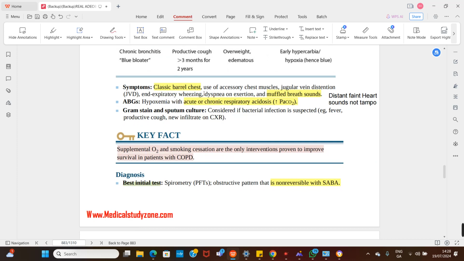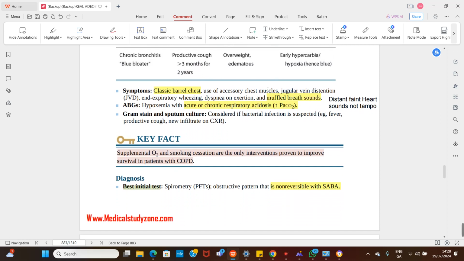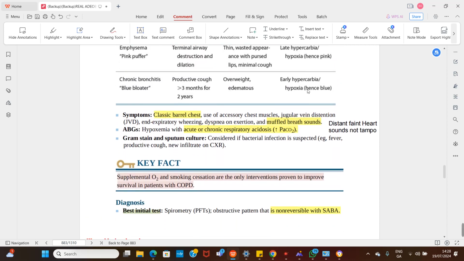So what are the symptoms? They share the symptoms of both of them. They can have a classic barrel chest. That's usually the air trapping. You see the chest becomes wide like a barrel. They use the accessory muscles, particularly people with emphysema. Their jugular vein becomes distended in people with chronic bronchitis. They have end expiratory wheezing. It's common to both of them.